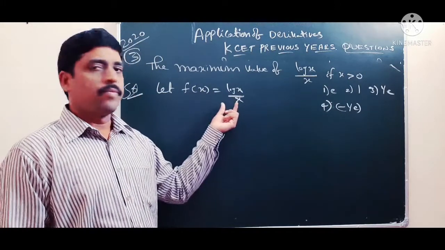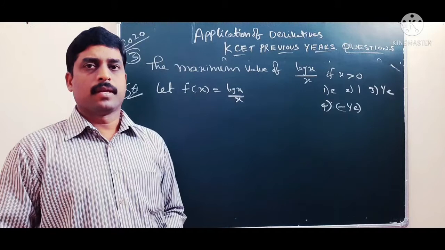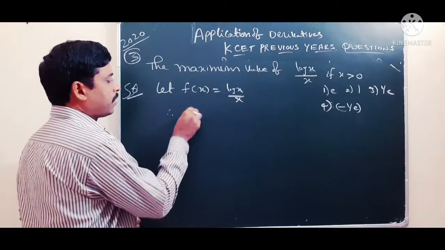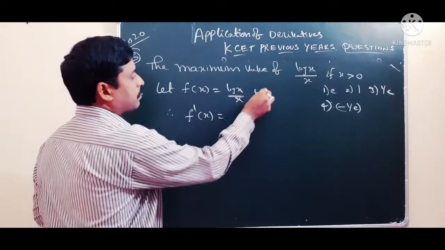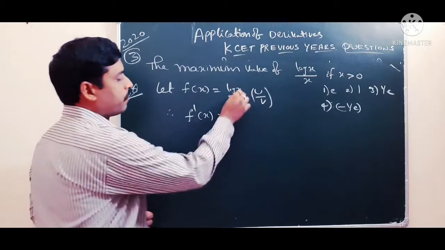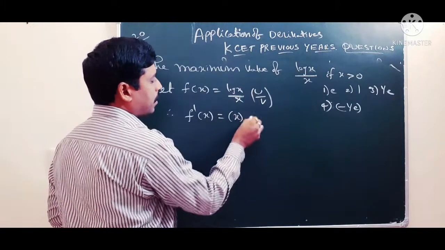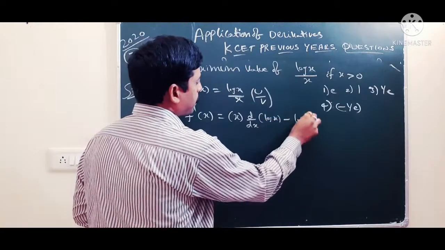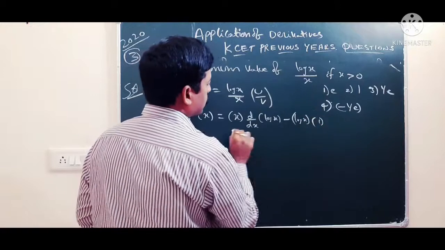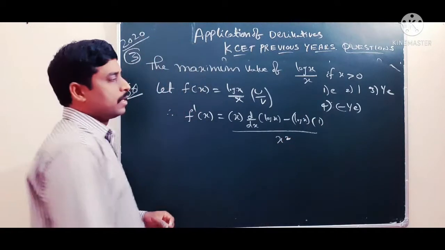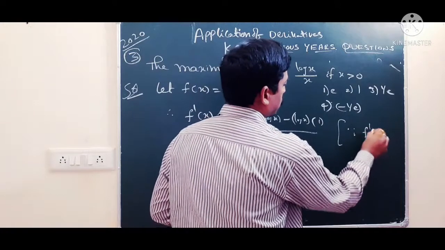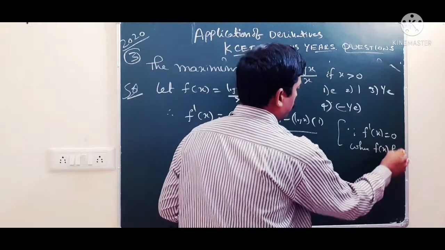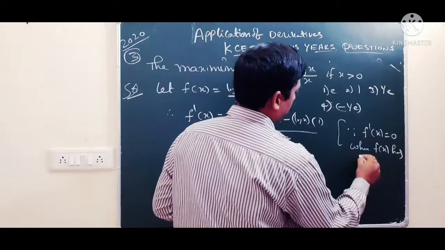If f of x has a maximum or minimum, then its derivative will be 0. That is the formula. Therefore, first we have to find the derivative. F dash x is equal to, by using the u by v formula, v into d by dx of log x minus log x into the differentiation of v, 1 by x square. Since f dash x is equal to 0, where f of x has maximum value.